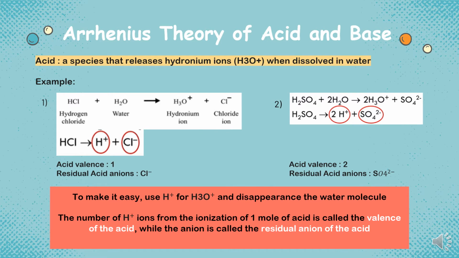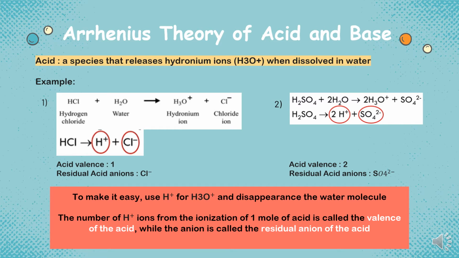Acid, a species that releases hydronium ions when dissolved in water. Example, first, hydrochloric acid plus water forms hydronium ion plus chloride ion, or shortened to HCl forms H+ plus Cl-, with acid valence 1 and residual acid anion chloride ion. An acid that produces 1 H+ in water is called a monoprotic acid, like in this HCl compound.